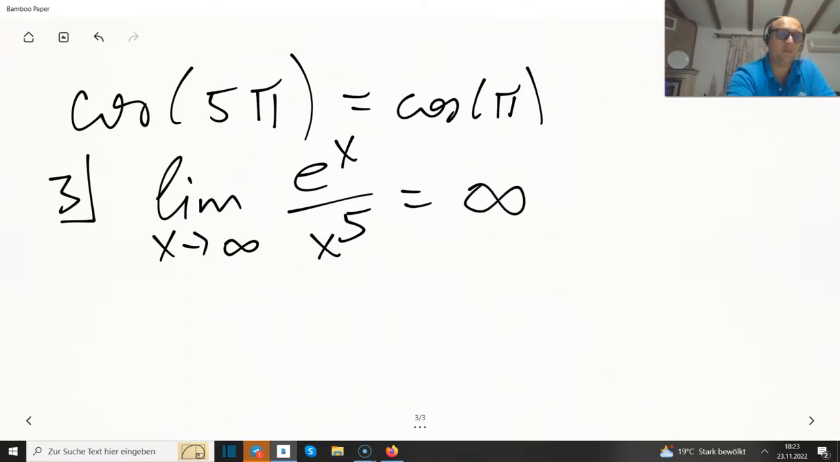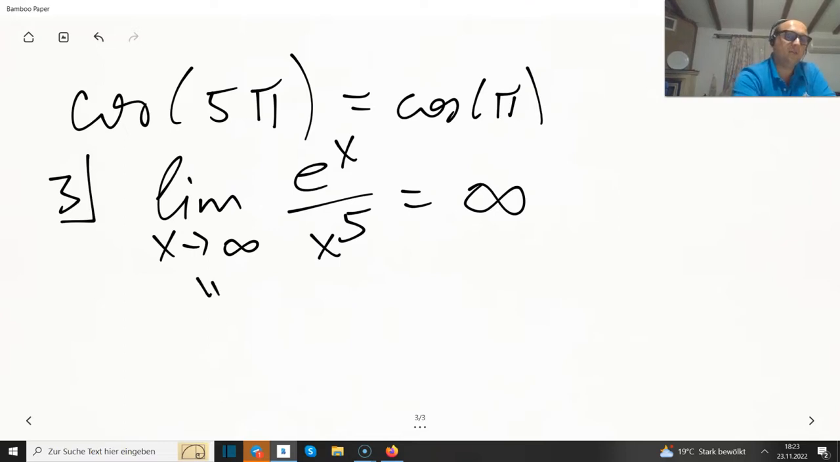Why is that the case? Well, each time we're using L'Hopital's rule, and we can use it here because we're allowed, because both parts are differentiable, e to the power of x is running towards infinity, x to the power of 5 as well, but the speed at which e to the power of x is running towards infinity is way bigger. And this is the reason why e to the power of x is winning. How can we see it?